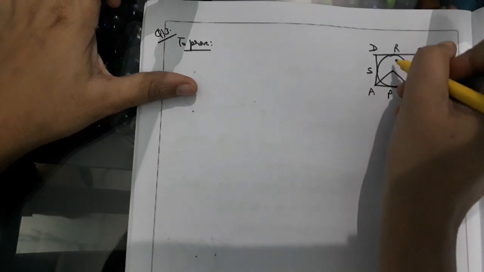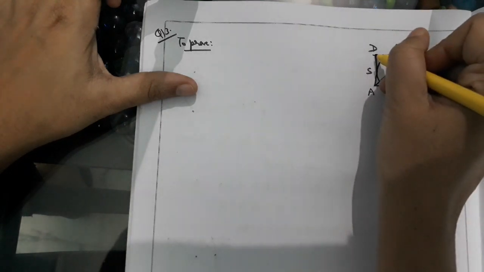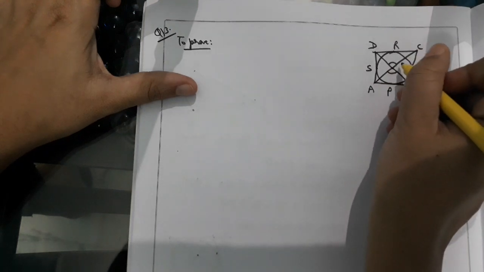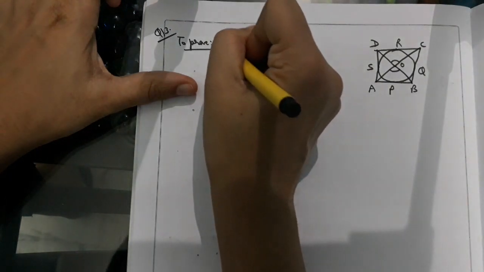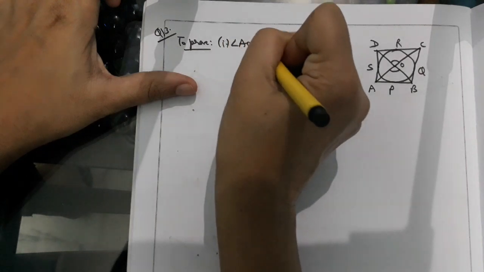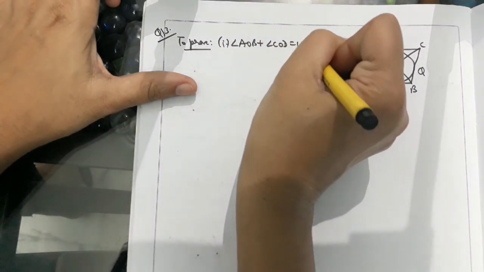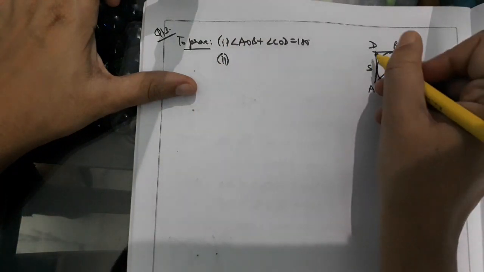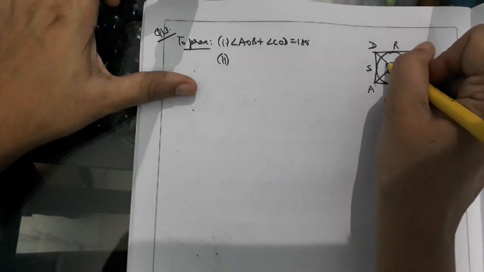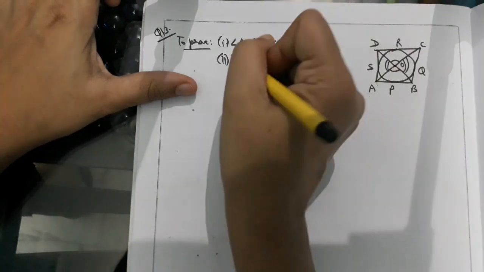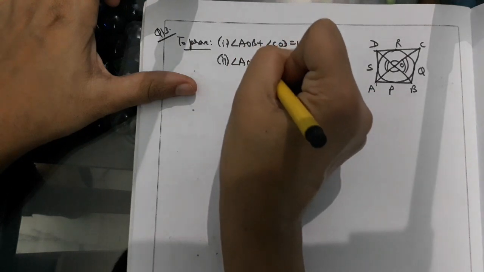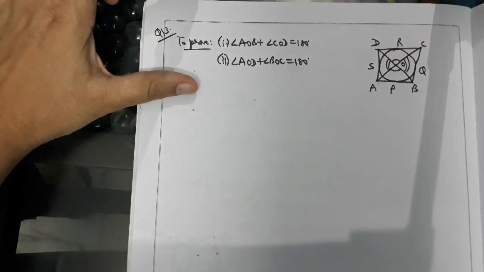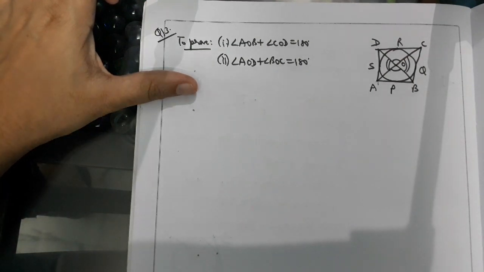So this angle plus this angle is equal to 180 degrees. That is, we have to prove that angle AOB plus angle COD is equal to 180 degrees. Also, these are the opposite sides of the quadrilateral, AD and BC. So these two angles also we have to prove that angle AOD plus angle BOC is equal to 180 degrees. They are also supplementary. This is what we have to prove.